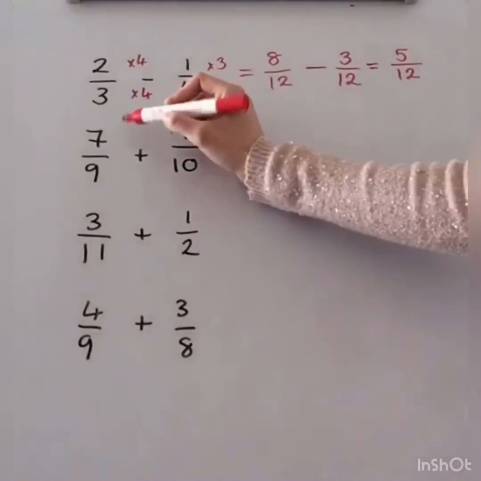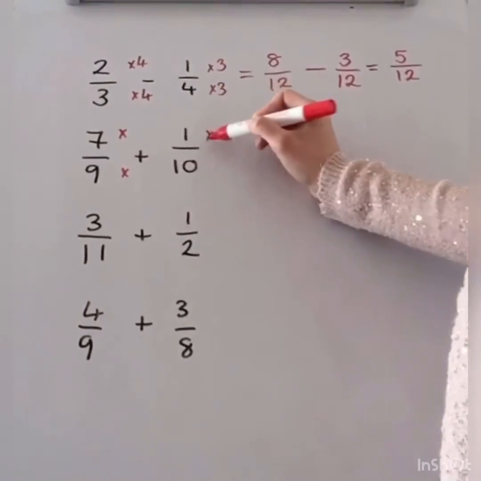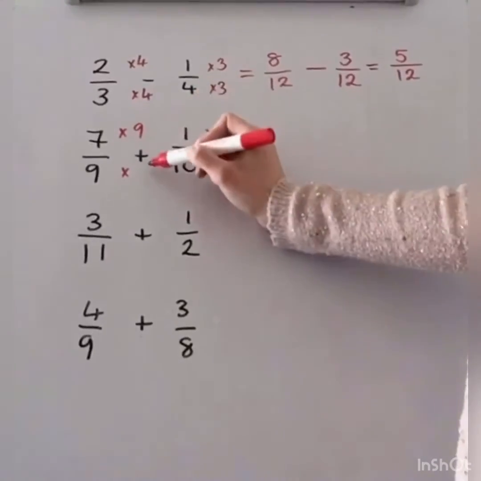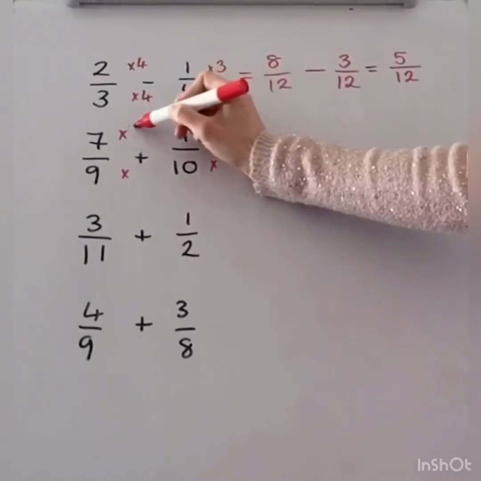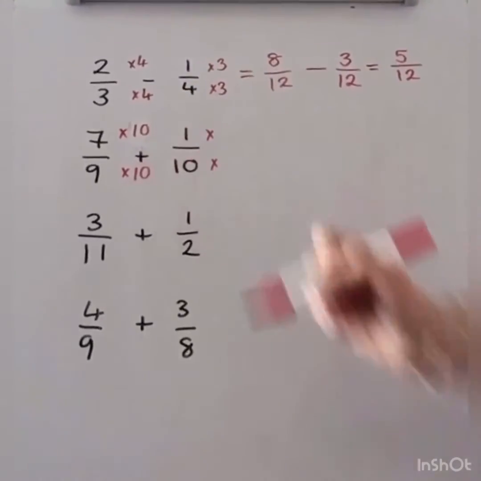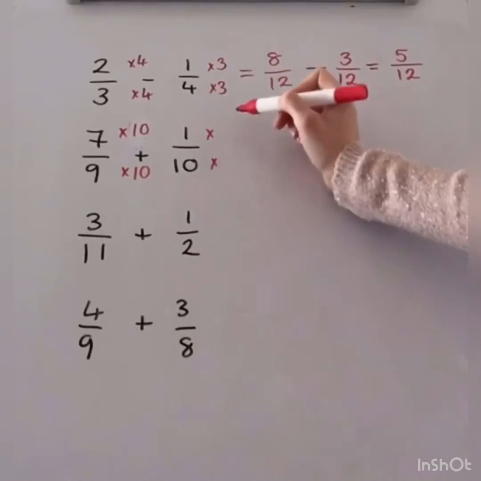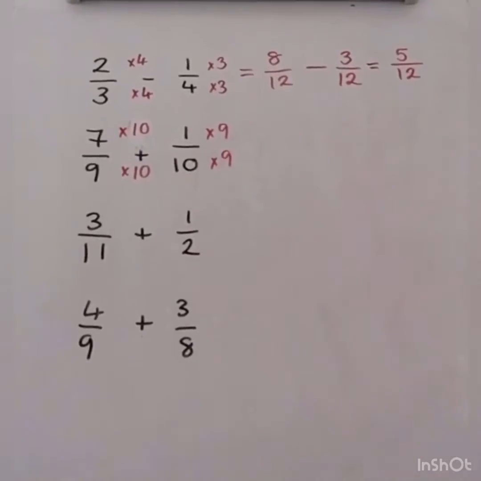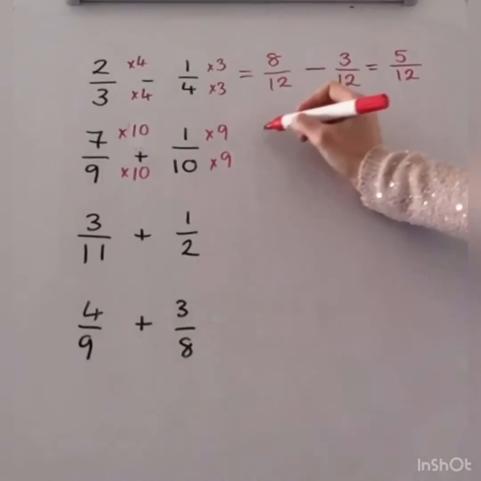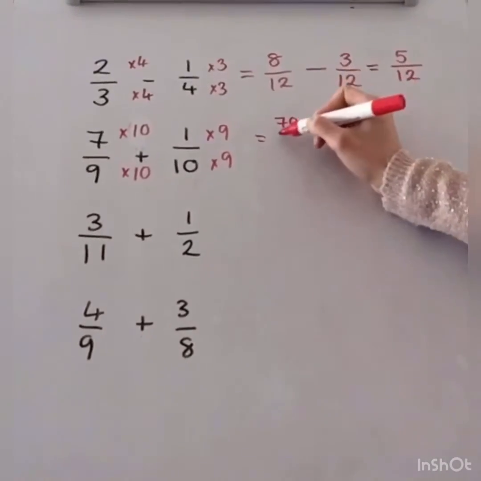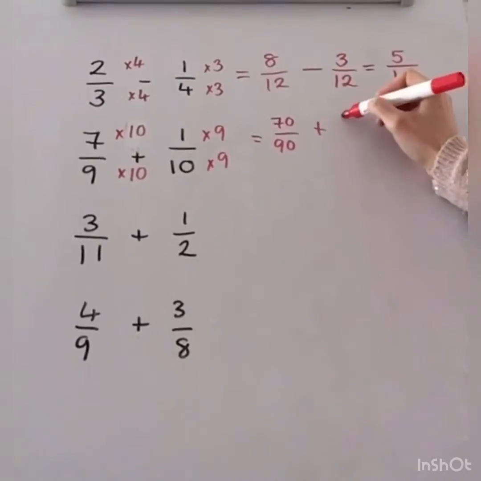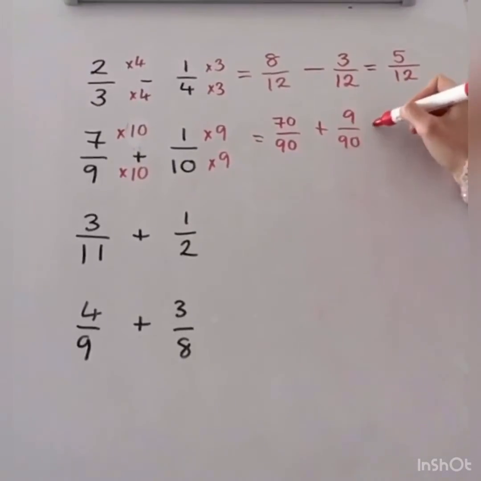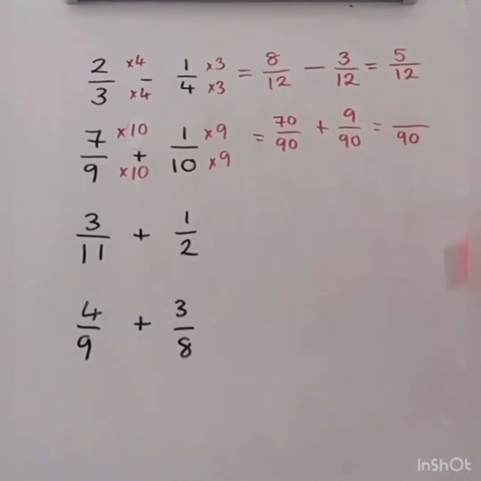Okay, so again, we're going to have to multiply and change both fractions. I do that by multiplying the first fraction by the second denominator, the 10, and I multiply the second fraction by the first denominator, which is the 9. So 7 times 10 is 70, 9 times 10 is 90, 1 times 9 is 9, 10 times 9 is 90. So again, we've achieved what we needed to, and we now have a common denominator of 90.